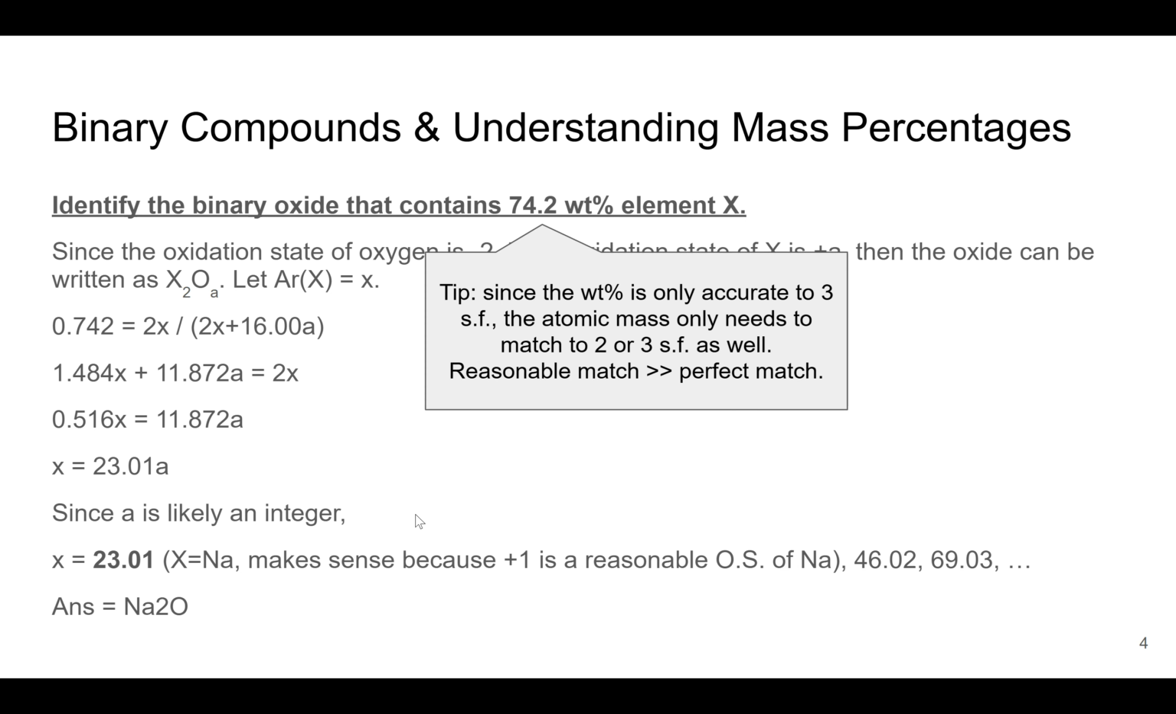So another tip that I wish to give is that since the weight percentage, or the percentage by mass, is only given to 3 significant figures, the relative atomic mass only needs to match to 2 or 3 significant figures as well. What does that mean? That means a reasonable match that really makes chemical sense, that you know the compound exists, is more important than finding that perfect match right up until the last decimal place, because here we are doing chemistry, we're not just doing mathematics, and that's why a reasonable match that makes sense is more important than a perfect match that matches exactly.